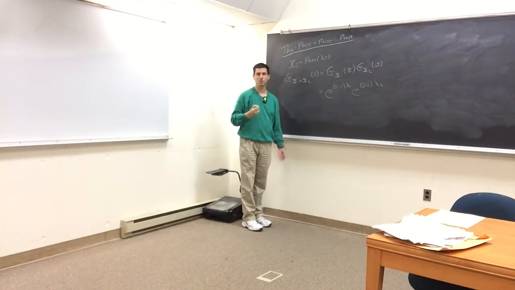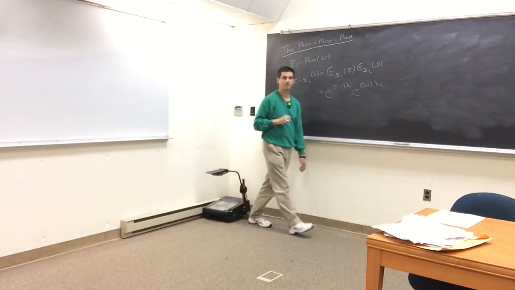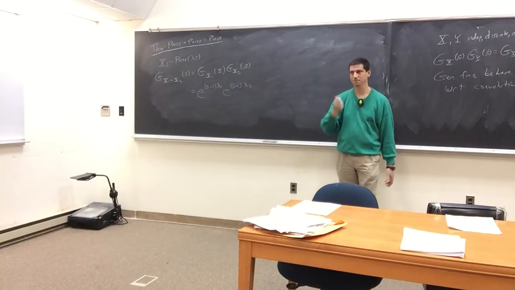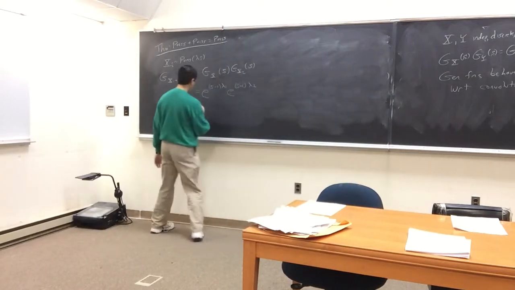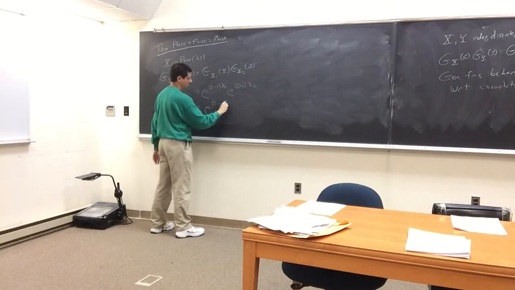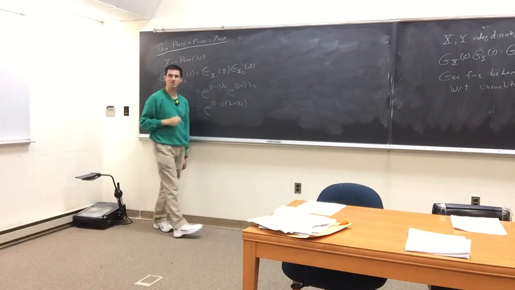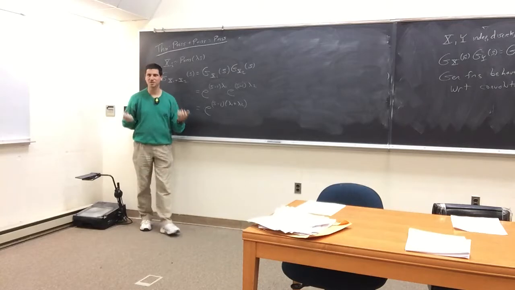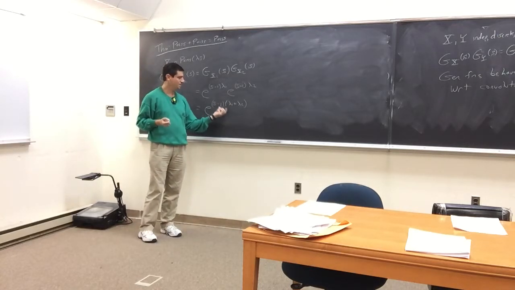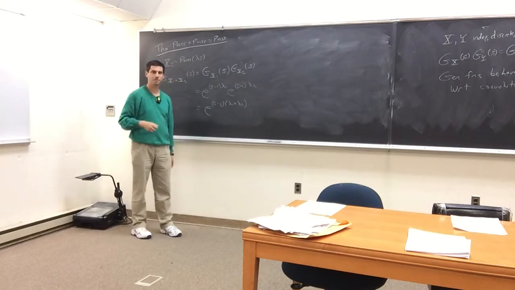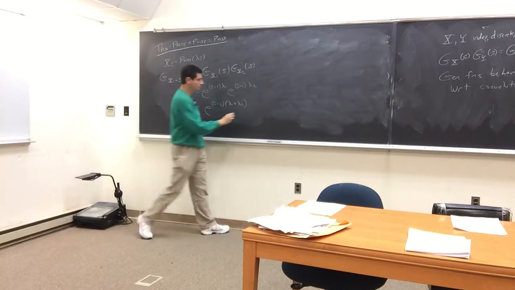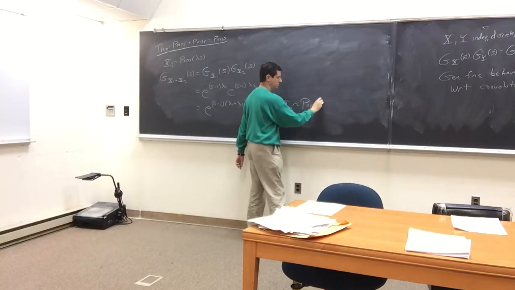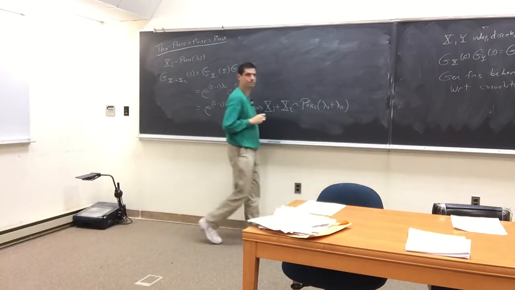What do I do now? I add the exponents. And when I add the exponents, they both have an s minus 1, and I get lambda 1 plus lambda 2. But we know the generating function is unique for discrete random variables that take on non-negative integer values. Which random variable has this as its generating function? Yes. And so this implies x1 plus x2 has to be Poisson with parameter lambda 1 plus lambda 2.